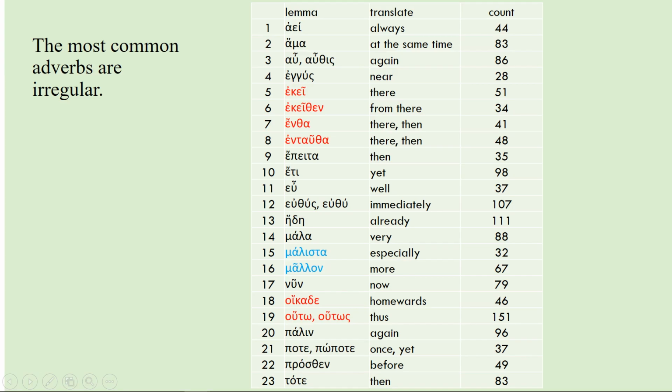Now, of course, the most common adverbs are irregular. That's always the case, right? I've pulled the 23 that occur, ignoring the ones that end with omega sigma because that's a different category. I've pulled the ones that occur more than 20 times, and you see they're used fairly often. A lot of these are used more than 50 times.